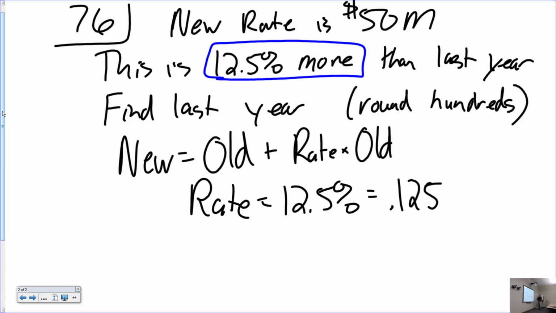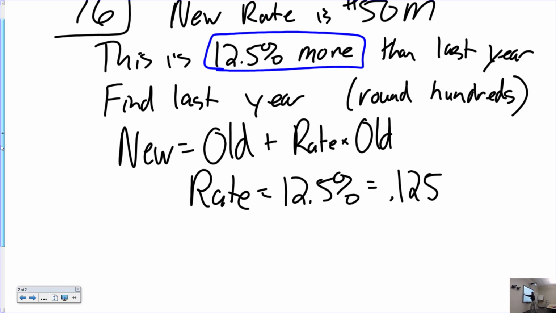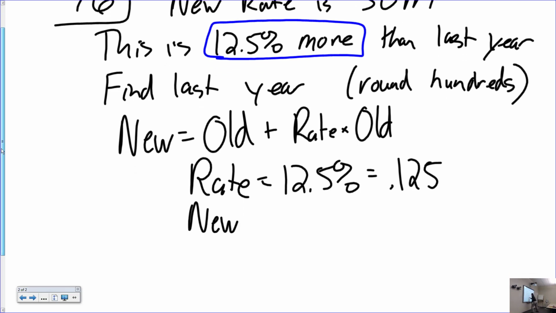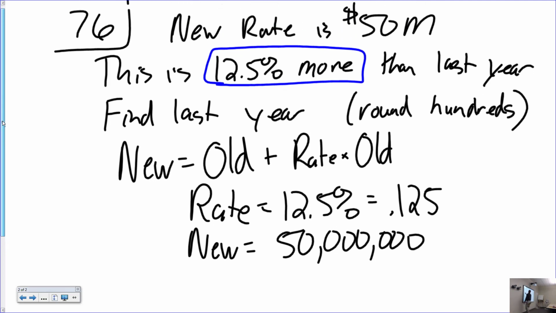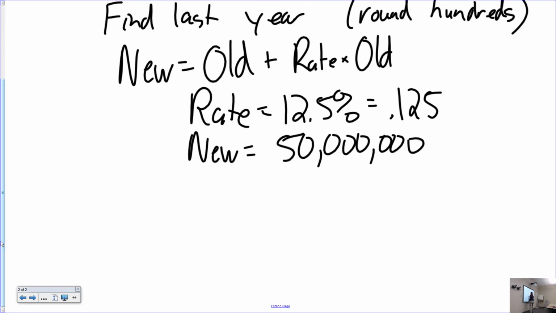Okay, now here's where we start getting trickier. But yes, you guys were clever here, and you know that the new rate is the 50 million, right? Because that's what the new rate is. It even says so up there. It's almost a dead giveaway. So we're looking for the old. What are we going to call old? X. Good idea.